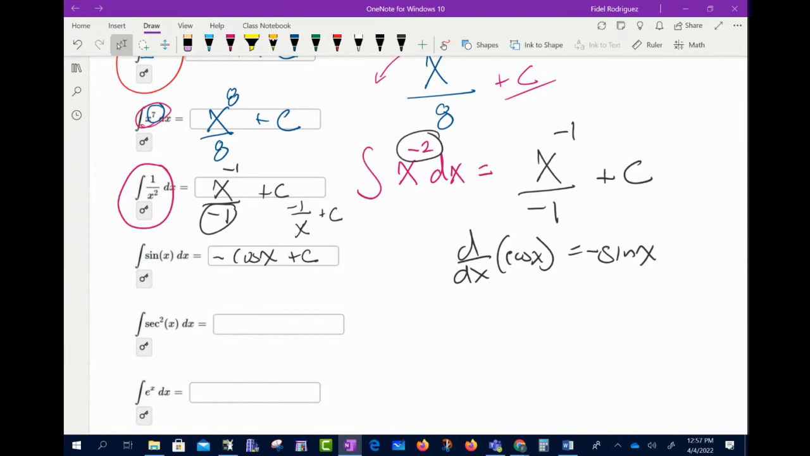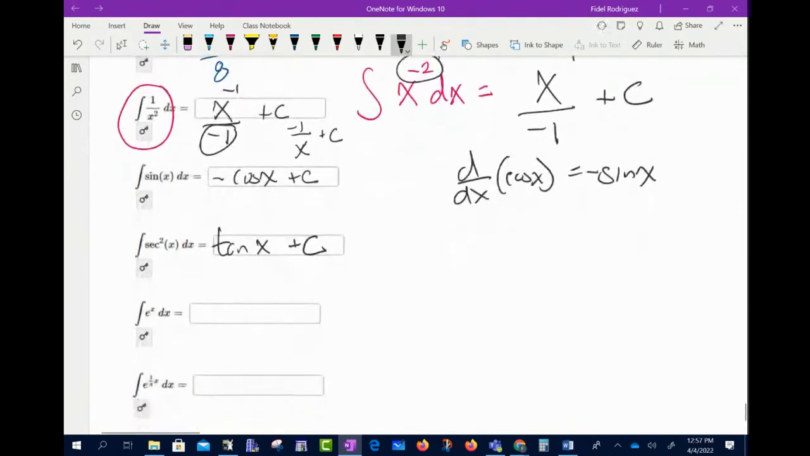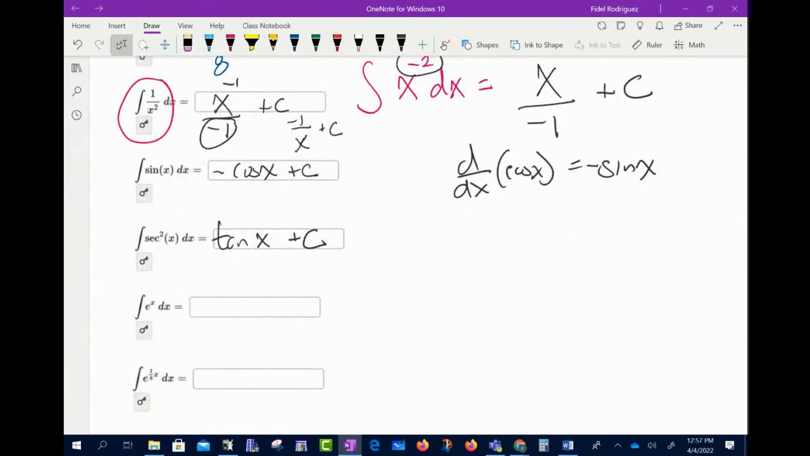All right, I think we did one like this a little while ago. What trig function do I need to take the derivative of so I get a secant squared? Tangent x, very good, plus our constant of integration c. Okay. All right, now let's take a look at this one. What do we need to take the derivative of so that we get e to the x? E to the x, good, plus c.